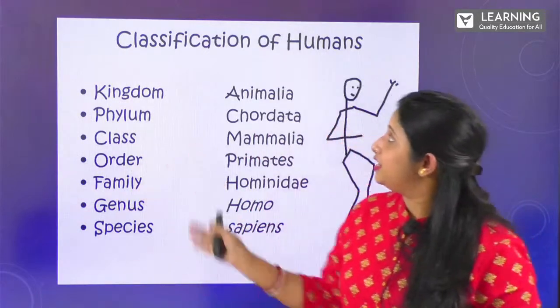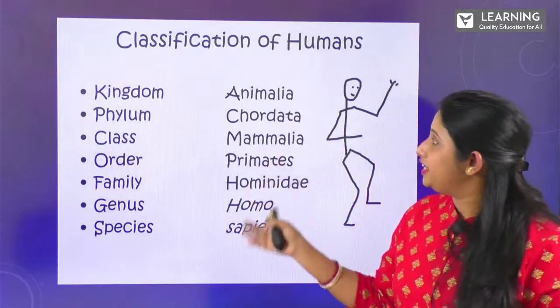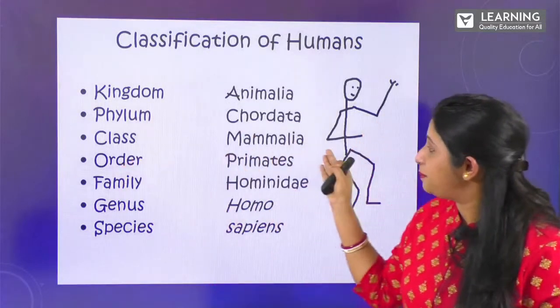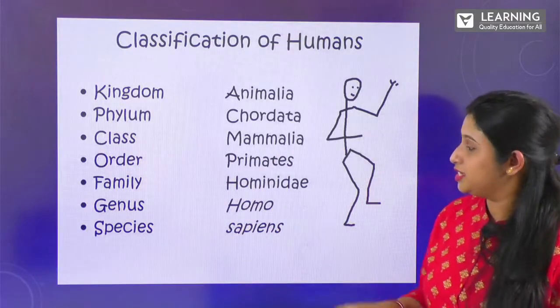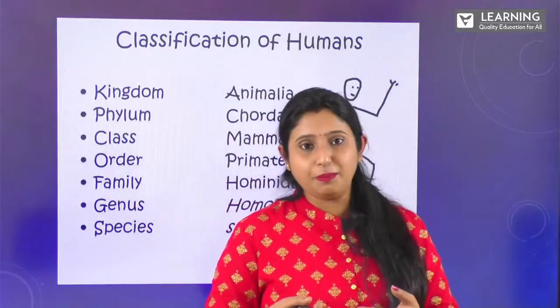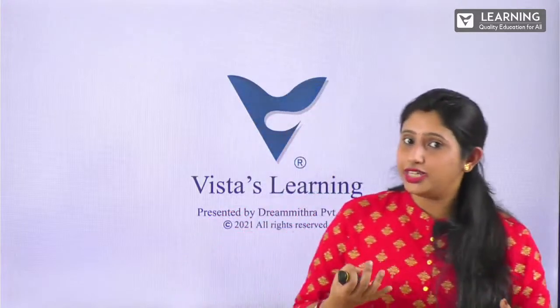See here, classification of humans. We can classify human beings also: kingdom Animalia, phylum Chordata, they belong to the class Mammalia, order Primates, right? And the species sapiens. Is that clear? So the scientific name of the human being is Homo sapiens. So all these things we have learned in today's class. So you have understood how we can classify living organisms. I hope you have understood today's session. So this is all about today's class.